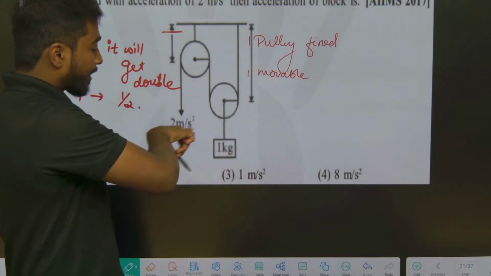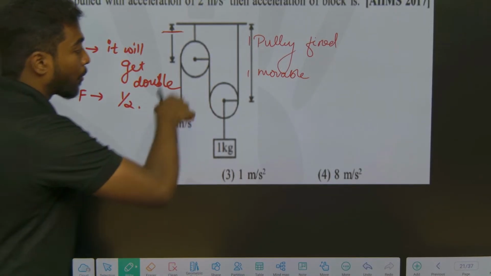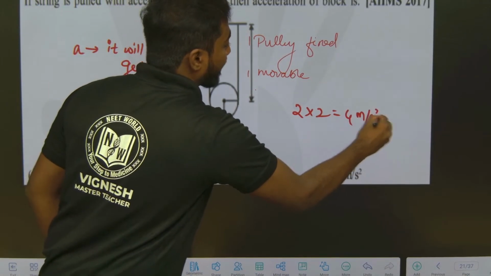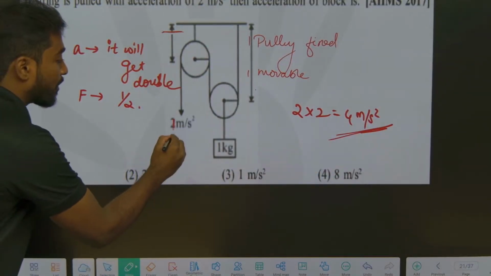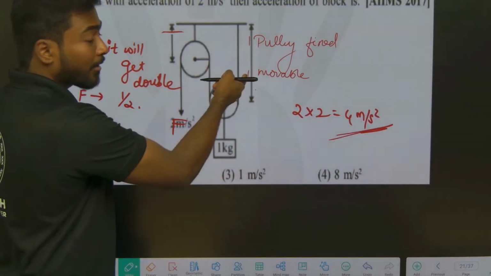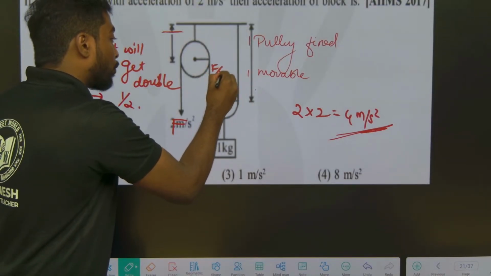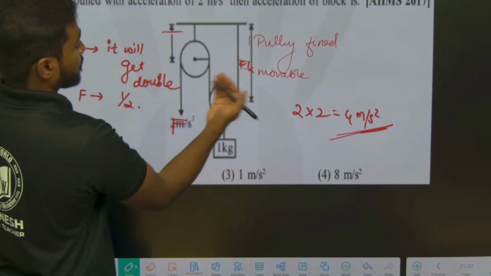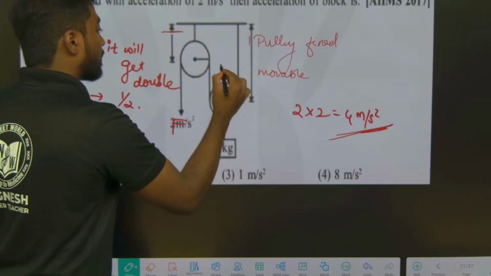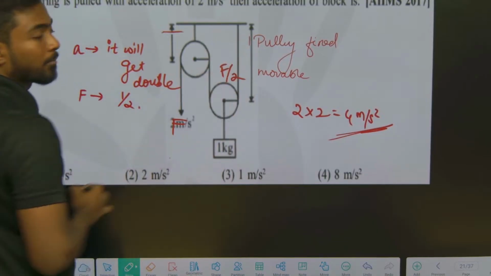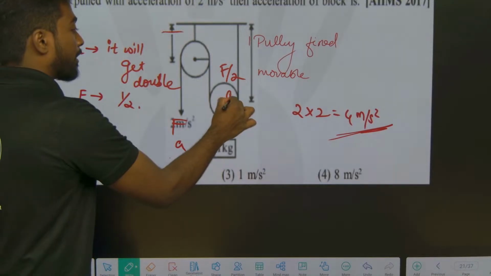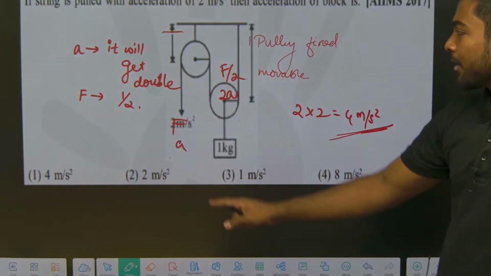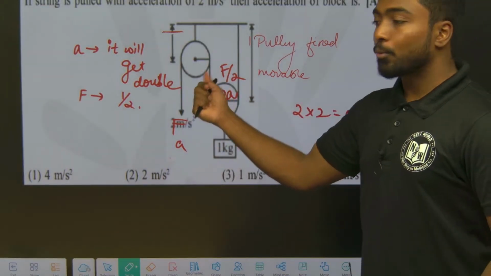So, acceleration is given. So, what will be the acceleration here? 2 times of that. 2 into 2, that's it. 4 meter per second square. This is the answer, guys. If force is given, I should consider F by 2 here. If acceleration is given, 2A I should consider. This is the difference. Only two differences are there. Acceleration 2A, F is given, F by 2. That's it.